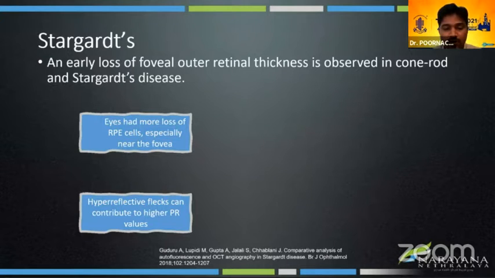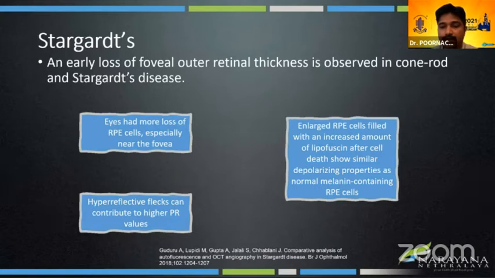Hyperreflective foci can contribute to higher phase retardation values. One more interesting factor we observed was these enlarged RPE cells, which have engulfed lipofuscin material. Even if they are dead, they can generate depolarization. This should be kept in mind, and it is always better to correlate with the color fundus photo and autofluorescence.